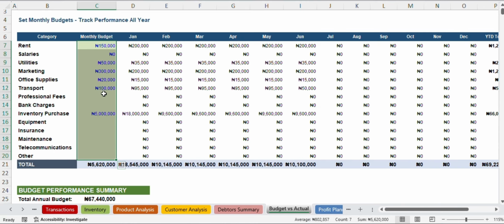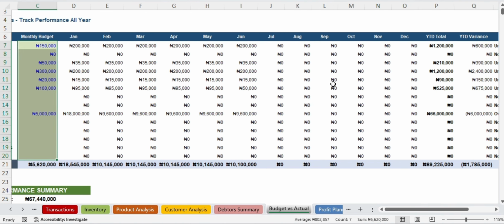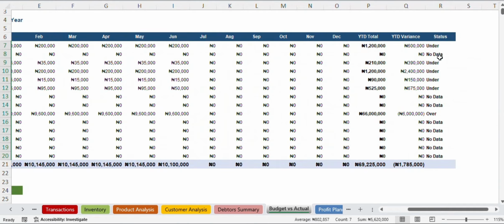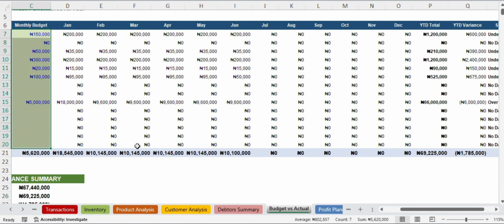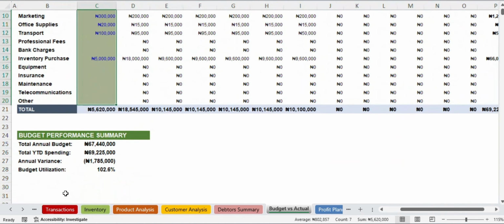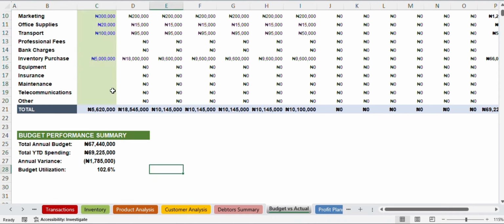Every other thing is calculated. It tells you your year to date, your status, if you're under budget, if you're over the budget. Every other information is calculated, and then you can see your budget performance. So based on our budget performance, we are over the budget. Based on this, see, it's over 100%. So we are over budget. We need to cut down on our spending. That is what it means. We need to start cutting down on our expenses and our spending.